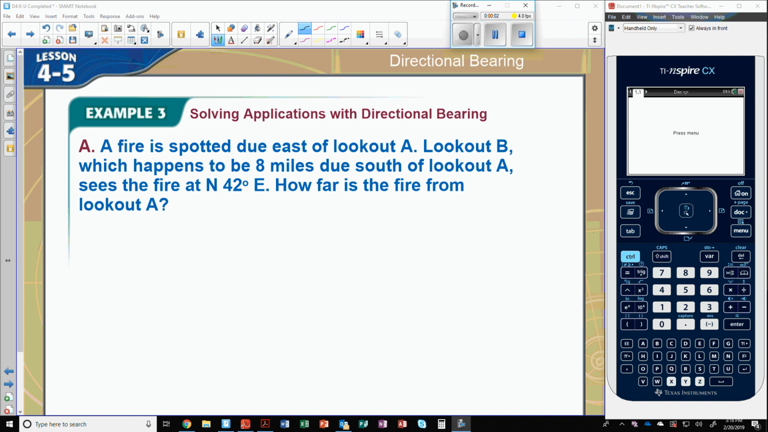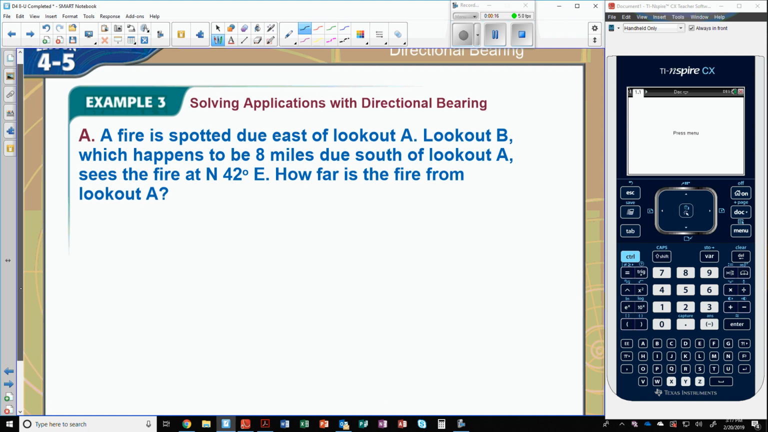Example 3. A fire is spotted due east of lookout A. Lookout B, which happens to be 8 miles due south of lookout A, sees the fire at north 42 degrees east. How far is the fire from lookout A? Well, let's first start with the drawing.